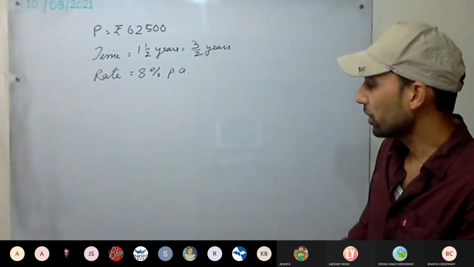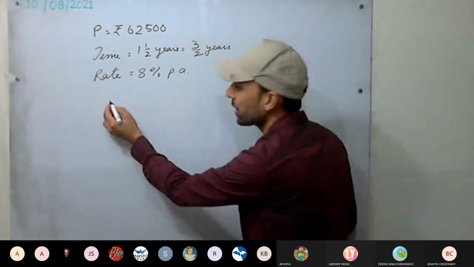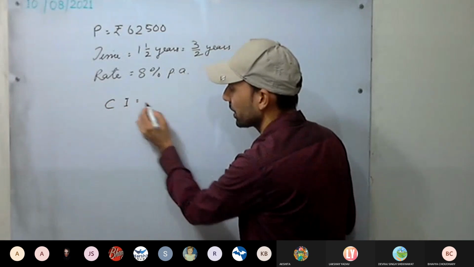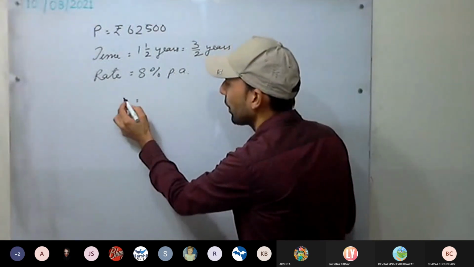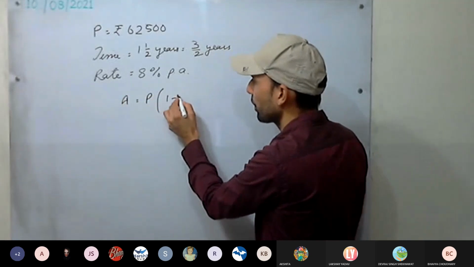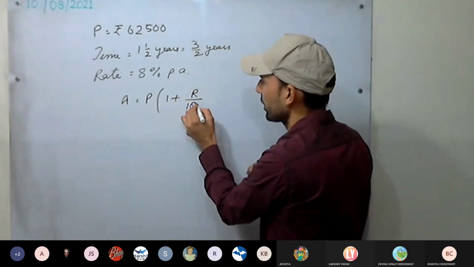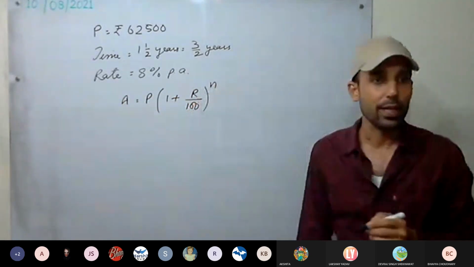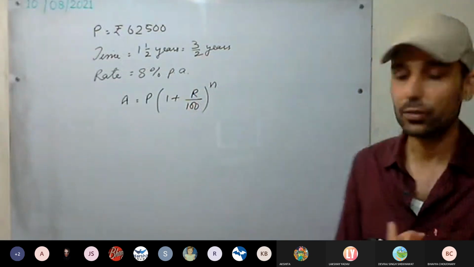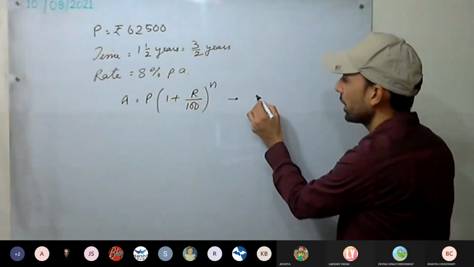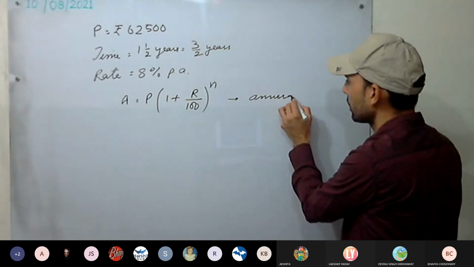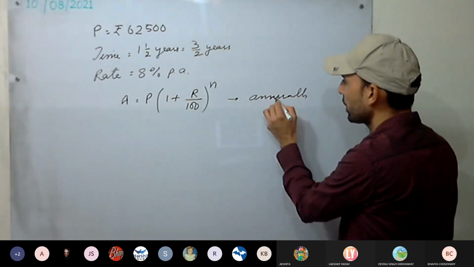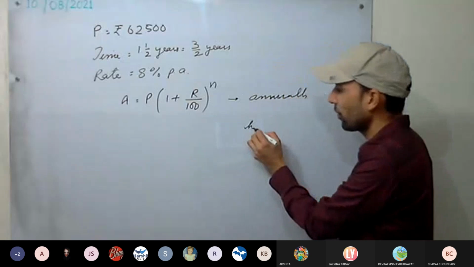Okay. So how will the formula be? Initially we were calculating annually compounded interest. How is the formula there? Amount we used to write: amount equals P(1 + R/100) raised to power n. Okay. Now half yearly we have to calculate. This is compounded annually.